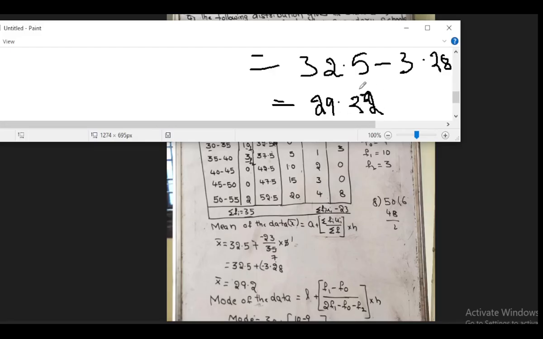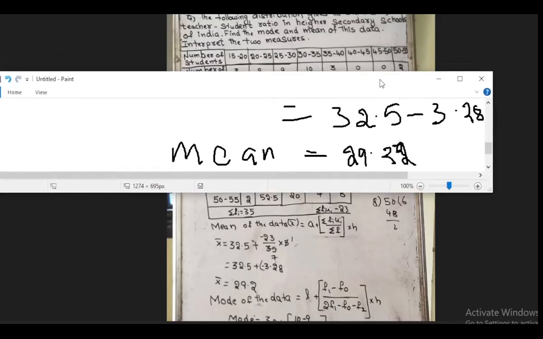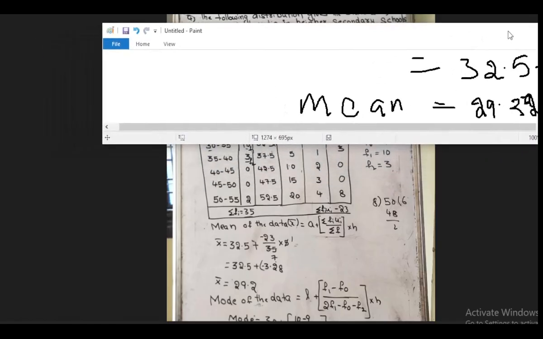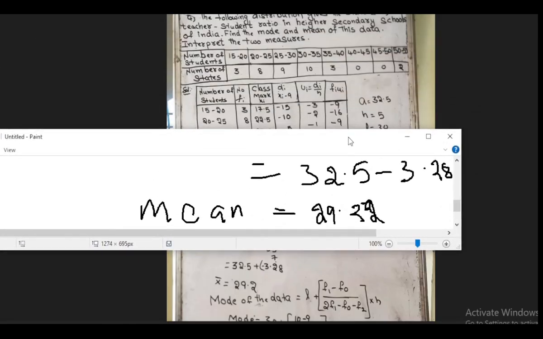So finally we can close the mean value at 29.2. That is the mean of the student teacher ratio, or teacher student ratio, in the given states.